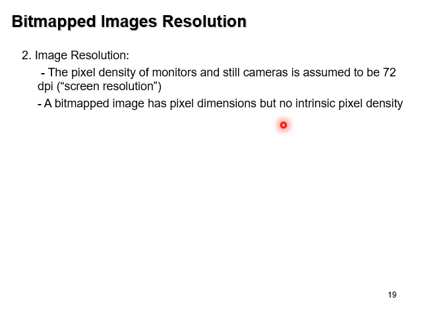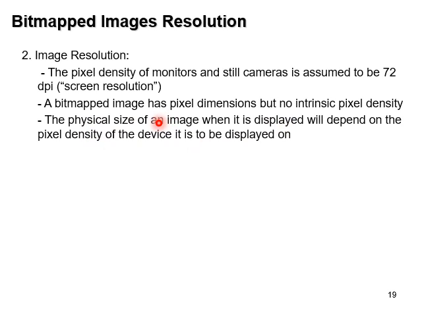If you have a bitmapped image that is stored on your computer, this image will have a certain number of pixels. Now you can take that image and display it on a screen that has a very high resolution, or you can take it and display it on a screen that has a very low resolution, right? So there is the physical size of an image, which means if you go on the screen and measure the width with a ruler, for example, how many centimeters this image would be, that would be the physical size of an image. The physical size of an image when it's displayed will depend on the pixel density of the device it is actually displayed on.